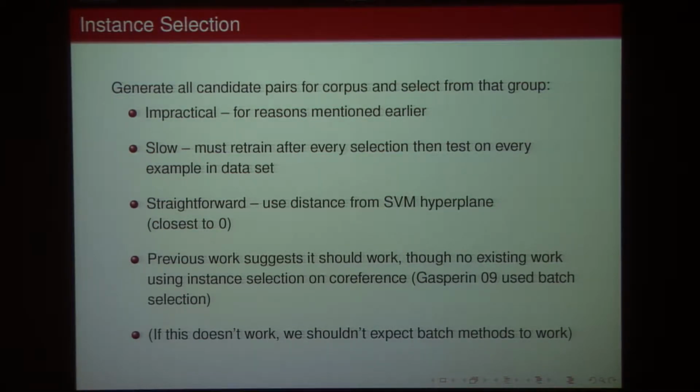Instance selection is the baseline or default way of doing it, as I just described. Here you would generate all candidate pairs from a given document, and then you would pick the one that was the most difficult for the classifier. As I just mentioned, this is impractical. It also can be slow because you have to retrain the model after every instance is selected and labeled. It does have the advantage of being very straightforward. At least with a binary classifier, you can just take the one that's closest to the hyperplane. There's a lot of work using this framework, and in simulation at least, showing that it produces better results than passive learning. So we think we should probably be able to get this to work.